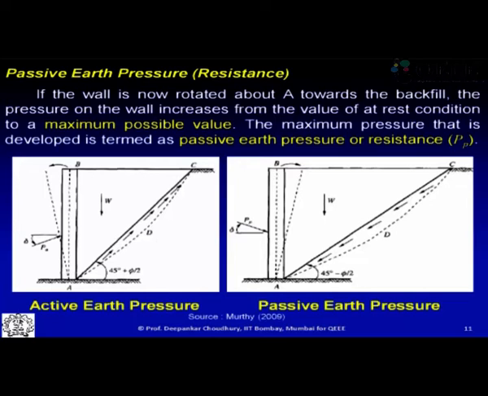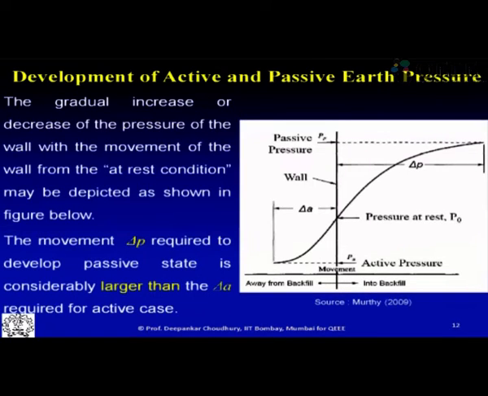Now if we come back to this slide, you can see the development of the active and passive earth pressure condition because of the movement of the wall. Now, movement of the wall, how much and in which direction? Which direction we have seen already, that delta A is away from the wall. Suppose this is our reference plane, the at rest condition, when there is no movement of the wall. This side shows the movement of the wall away from the backfill, or soil side, and this side denotes the movement towards the backfill, or into the backfill.